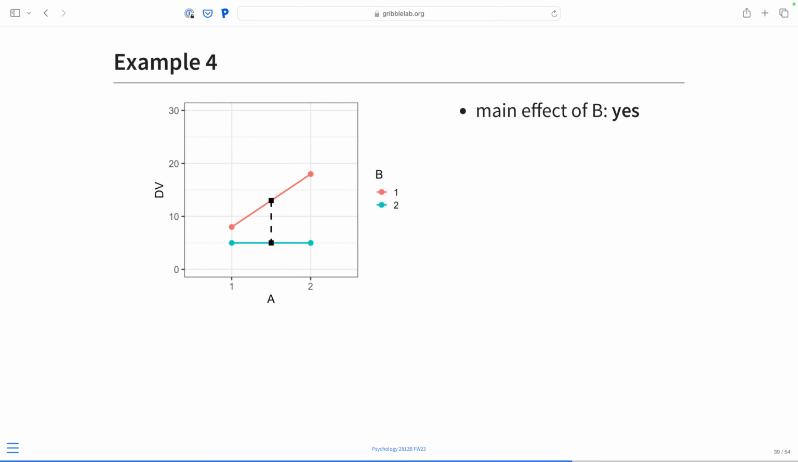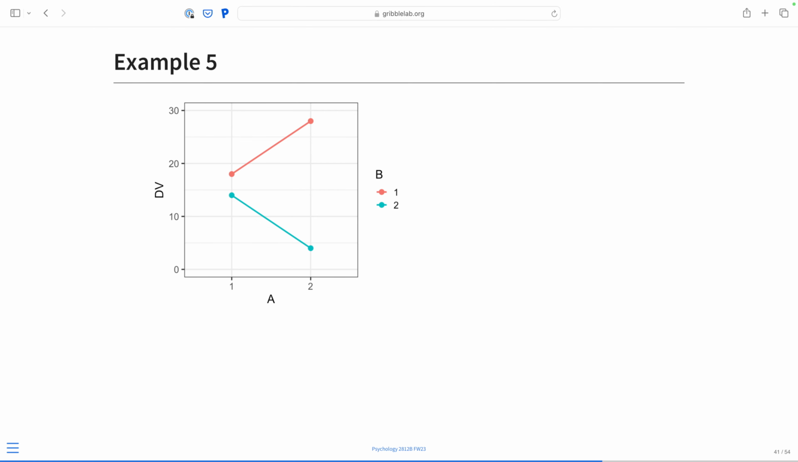Probably there is a main effect of B. And yeah, there probably is an interaction effect because the difference between A1 and A2 is different within B1 versus B2. Or you could say it the other way around. The difference between B1 and B2, that's these vertical distances, is different than that difference between B1 and B2 within A2. So we have a difference of differences, so yes, we have an interaction effect.